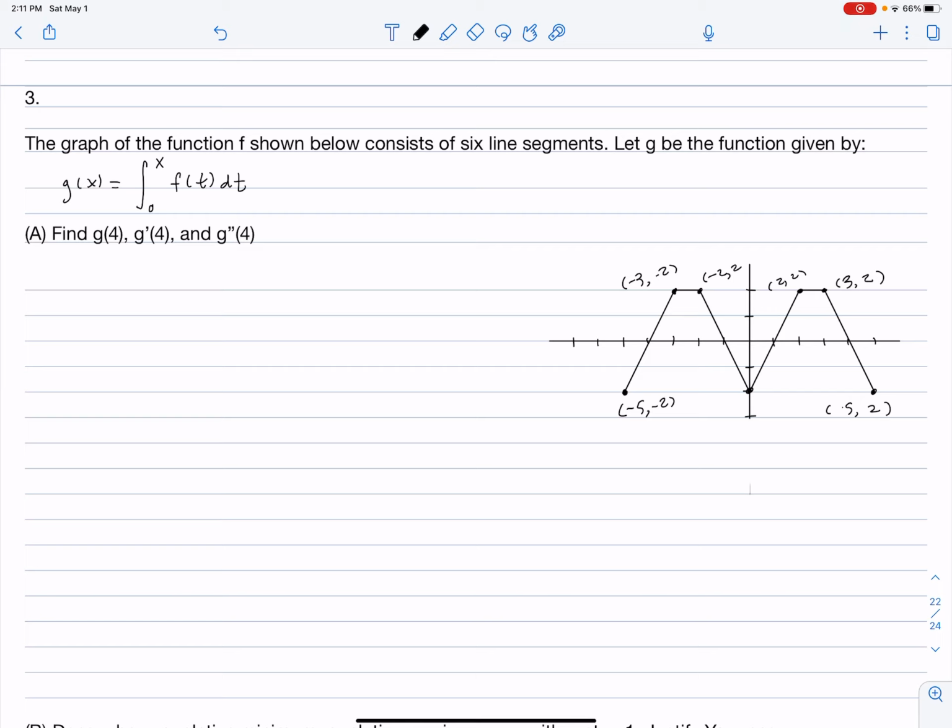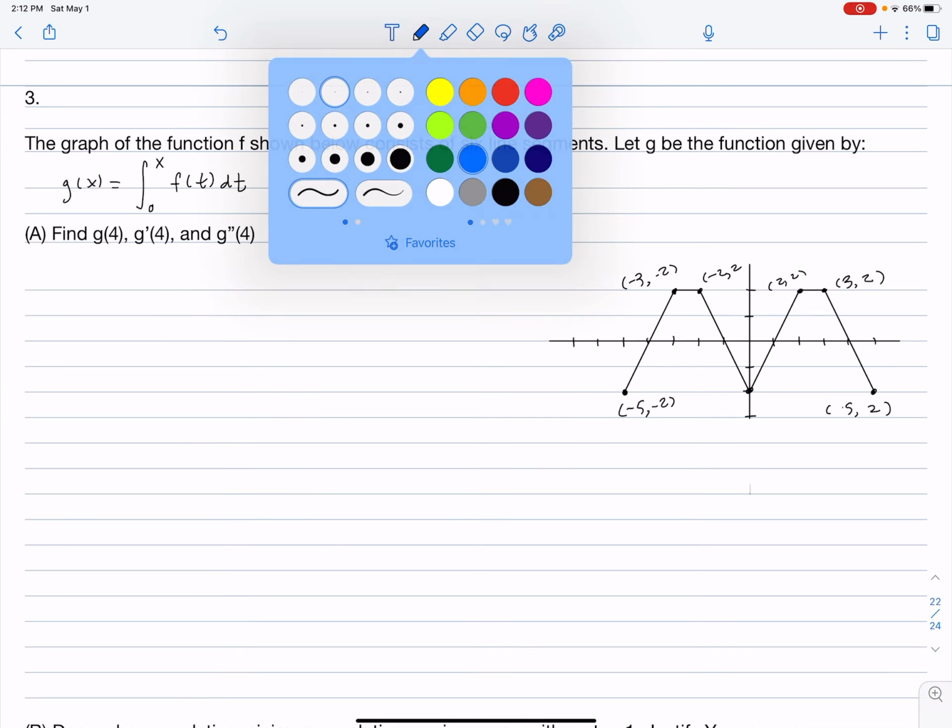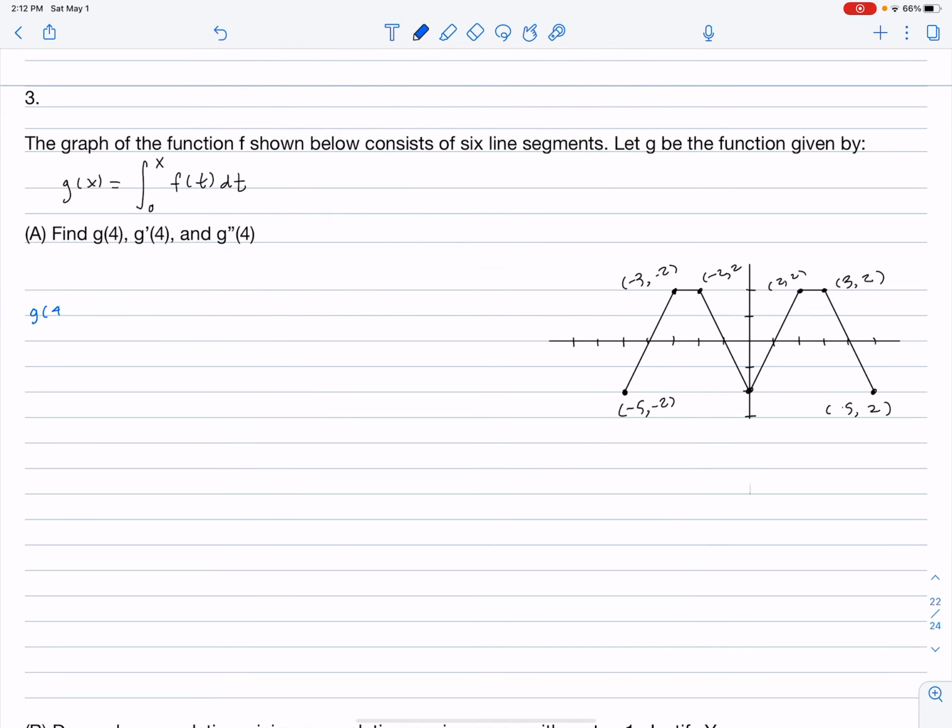So we're told that the graph of the function f is shown, and we're supposed to let g be the function defined by the definite integral of f, basically. So we have to find these different values: g of 4, g prime of 4, g double prime of 4. Let's do it. So what is g of 4? Let me do this in blue. So g of 4 is going to be the definite integral from 0 to 4 of f of t dt. What's that equal? Well, I think you guys would agree.